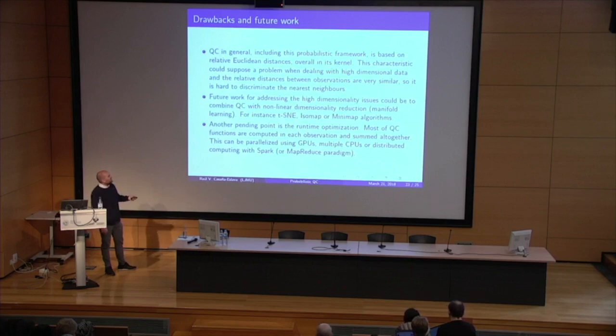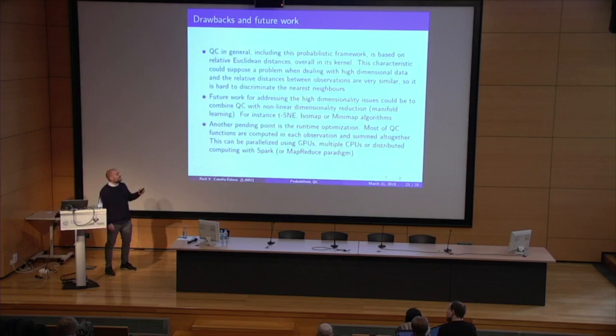Another pending point is runtime optimization. That is future work, because most of the functions of quantum clustering are computed on all observations and then summed together. We can parallelize that kind of operation, let's say with GPUs, multiple CPUs, or distributed computing like Spark or MapReduce, because we can map all the functions over all observations and then sum them together to find the final potential, the gradients, and the wave function.